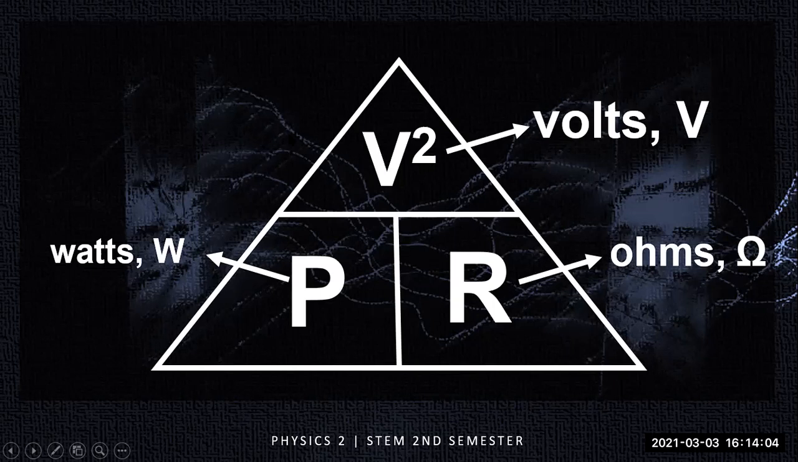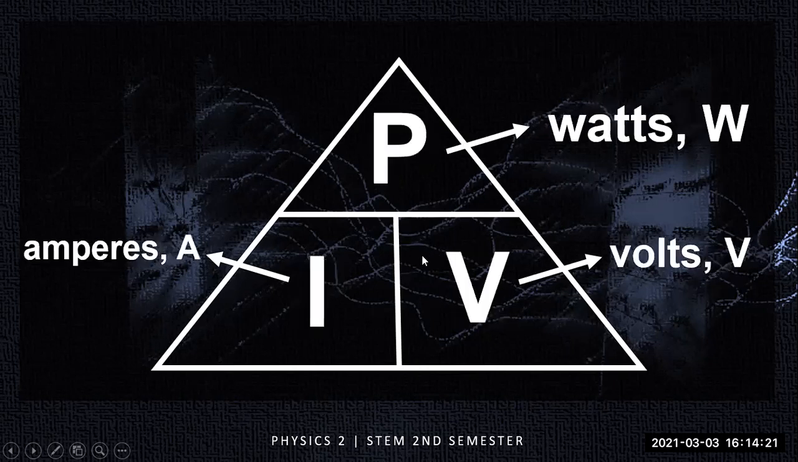Again, for the voltage, if you were to use V squared, for example, given power and ohms, after you multiply it, that is not the final answer. You also need to take the square root of V squared.